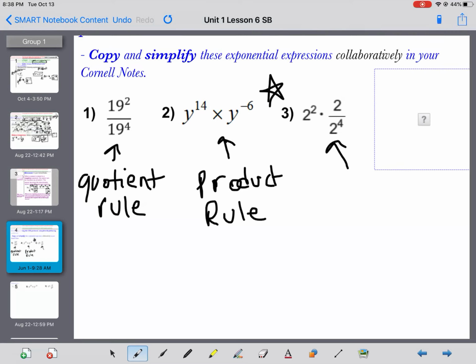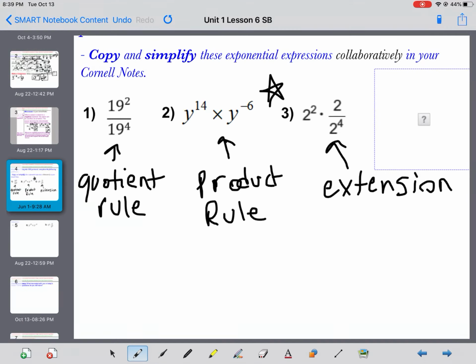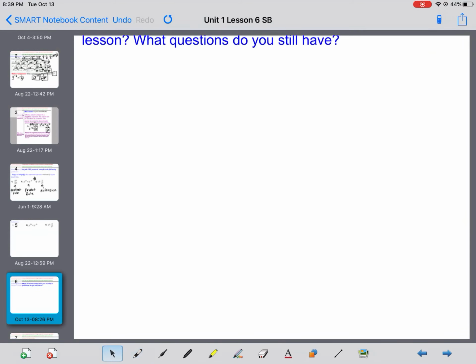And I want to see what everyone does for number 3. This is an extension problem. This is actually a New York State question. And let's see what we can do with number 3. We're going to review the answer tomorrow in class, or whenever we are in class together. All right, make sure we copy that down and we answer those questions in our Cornell notes.